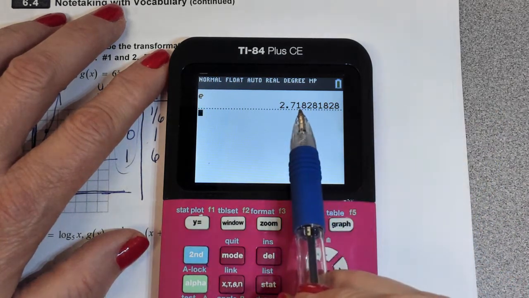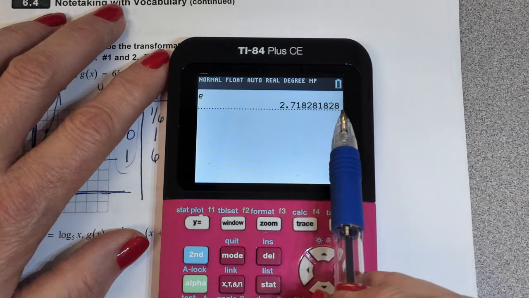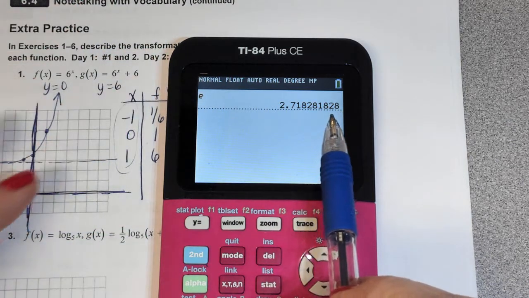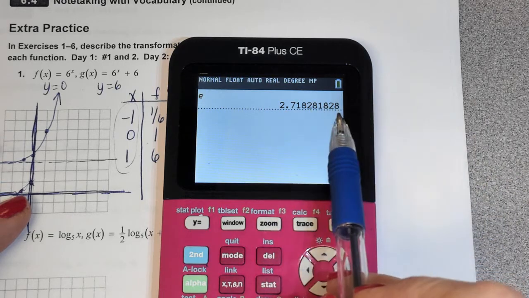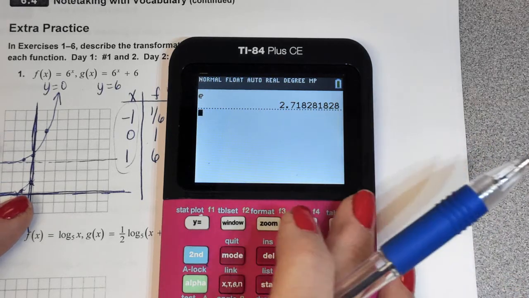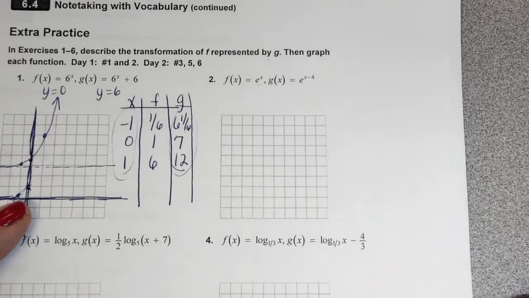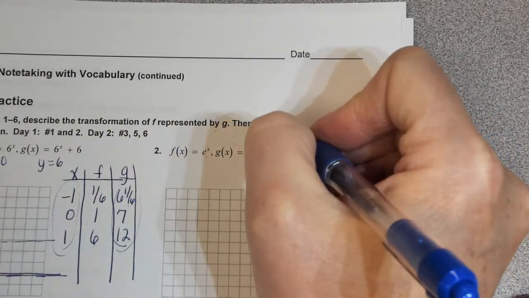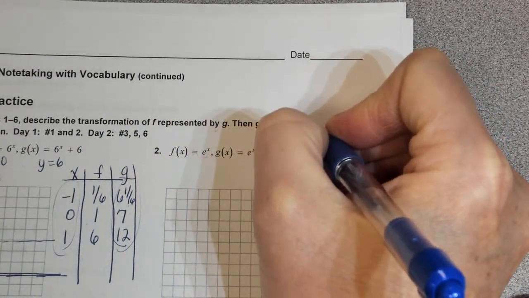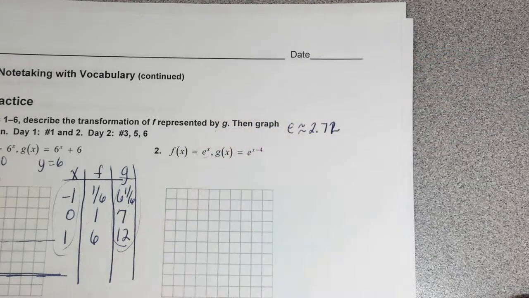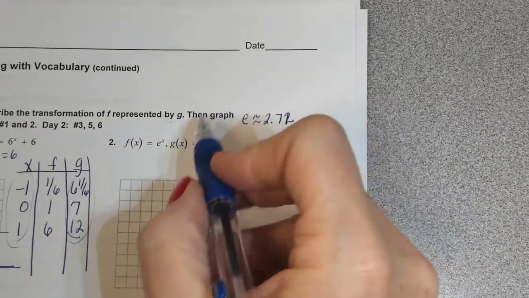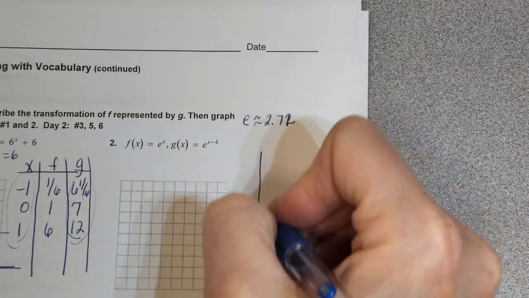Now, it actually does not repeat this 1828 pattern. It looks like it does, but it does not. If it did that, then it would not be irrational. It cannot repeat any kind of pattern. So, anyway, all we really cared about is what is E. E is approximately 2.72 to the nearest hundredth. Okay, so we're going to make our chart.